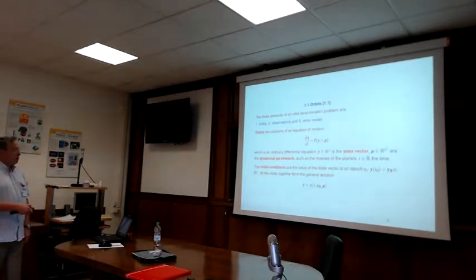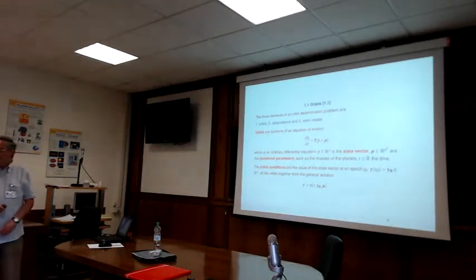Of course, the solution depends upon the initial condition, which are the state vector at some time, which in astronomical terminology is sometimes called epoch, t0. And all the orbits together form a general solution which can be expressed as a function of time, initial condition, and dynamical parameter.